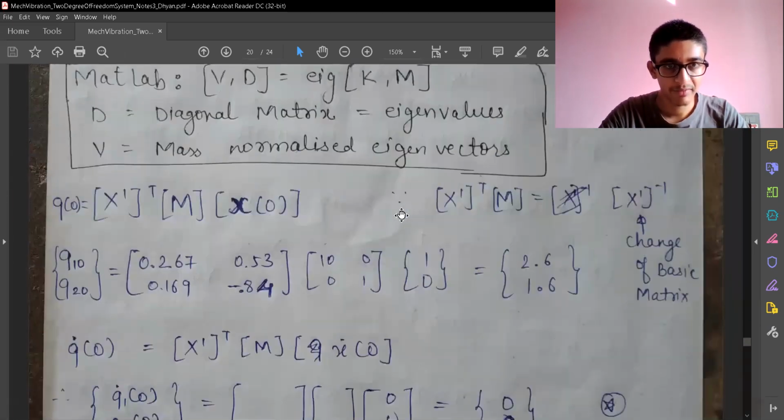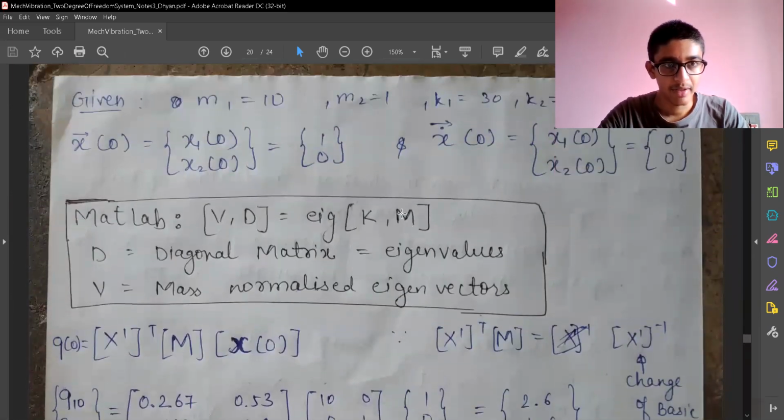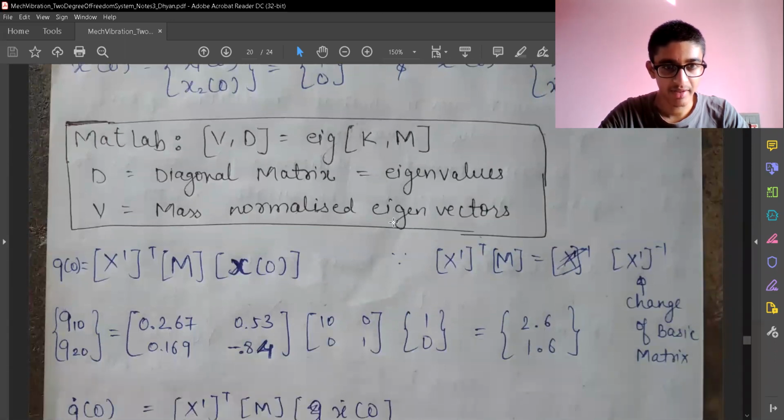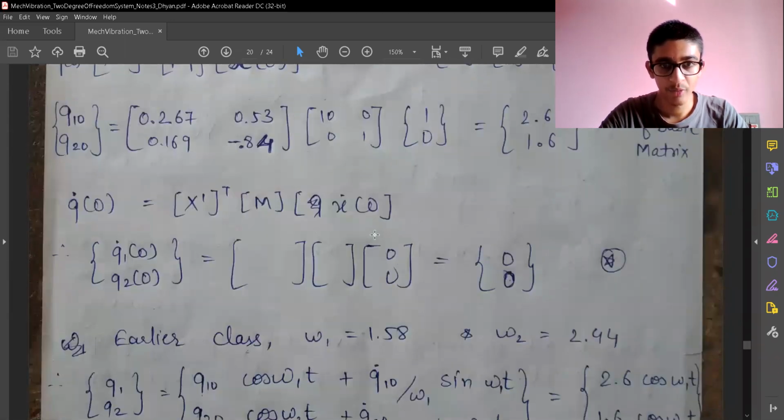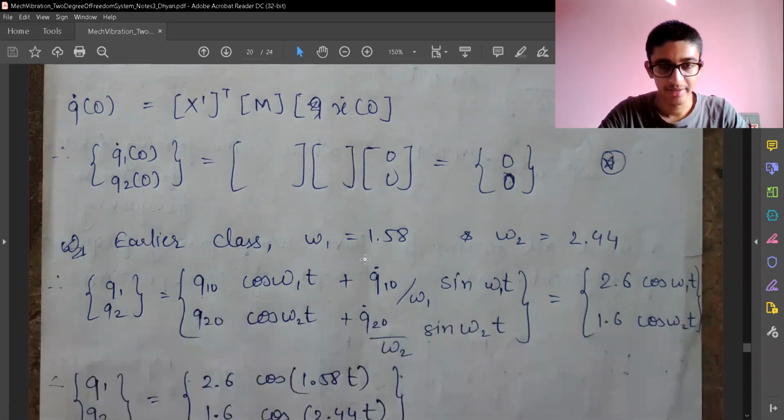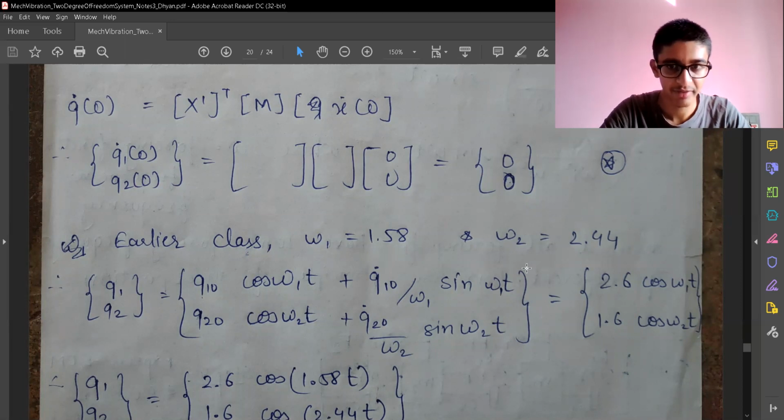In an earlier class we have found the omega values. So how do we find the omega values? We write the equation of motion: k minus m omega square into the displacement is equal to 0. Then take the determinant of that matrix and equate the determinant to 0. We get a quadratic equation in omega square. Solve that equation and get the two omega square values, which are the two natural frequencies for a 2 degree of freedom system.